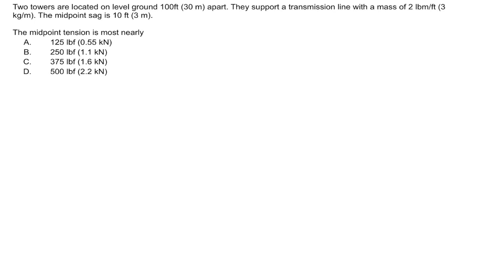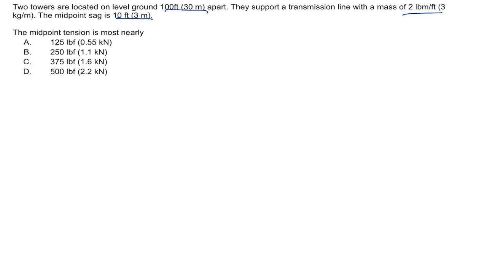Alright, so boom. We've got two towers that are located on ground level, 100 feet apart. They support a transmission line with a mass of 2 pounds per feet. The midpoint sag is 10 feet.